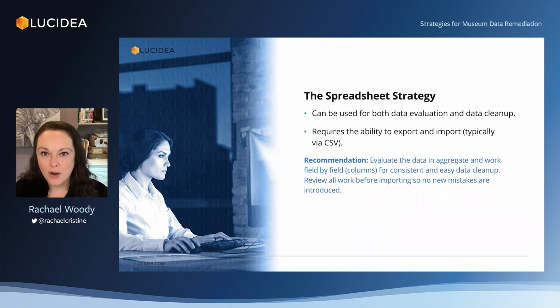And then if you are able to do that step 2, you can make the changes in the spreadsheet and upload it to your catalog system. If you can't do that step 2, the spreadsheet is still helpful for you to identify all of the areas that need cleanup, but it means that you will have to pair this strategy with perhaps the record by record strategy. So you can use the spreadsheet for evaluation, but you will have to use the record by record strategy to actually implement the changes.